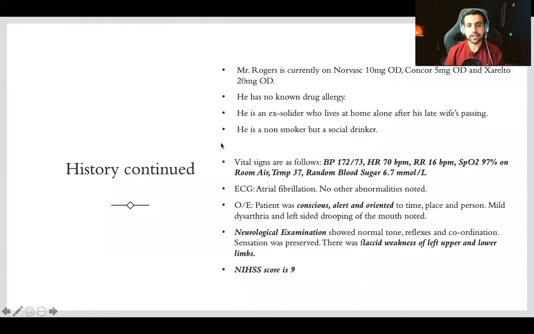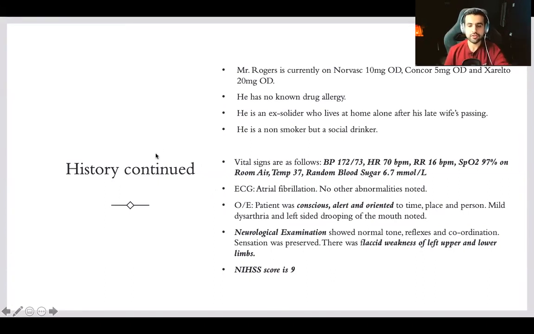All right, and then we can go into the medical history, if you didn't mention it before, the surgical history, but we've already mentioned it now. And then the medications. So Mr. Rogers is currently on Norvasc 10 milligram, Concor 5 milligram, and Xarelto 20 milligram. He has no known drug allergy. He's an ex-soldier who lives at home after his late wife's passing, and he is a non-smoker but a social drinker.